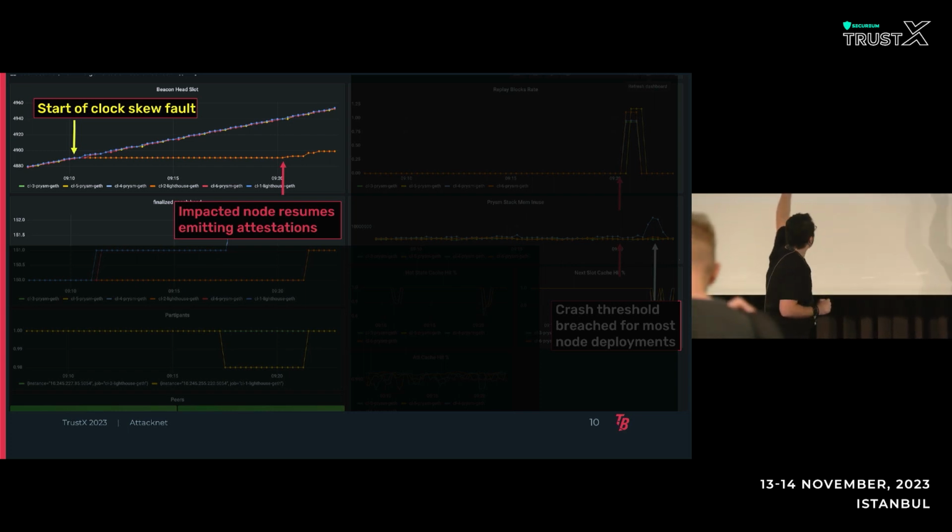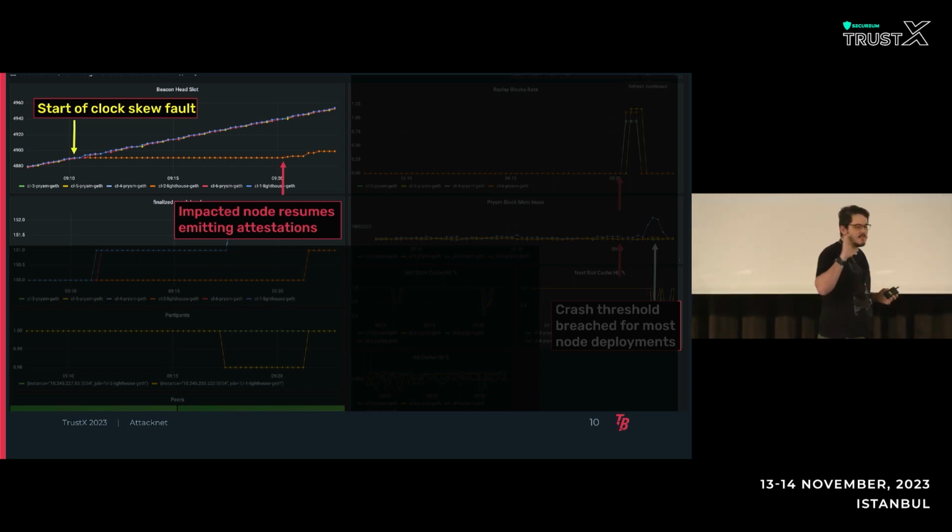So up here on the top left, this is a graph of the beacon head slot over time. So you're always adding new blocks as the slots progress, so it's always going up. The little yellow spot there, that's the start of the clock skew fault. So when that happens, the Lighthouse node's clock goes back from 9:10 to 9 a.m.